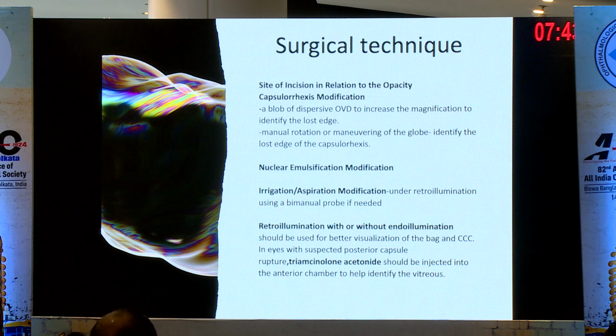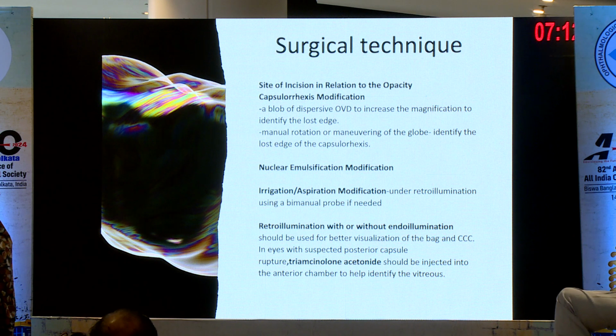Surgical technique relies on the relation to the opacity. One needs to decide about the site of incision. Capsulorhexis modification can be done by using higher magnification, by placing OVDs, and even manual rotation of the globe when one needs to see the site of rhexis in case of these scars. Another modification is using coaxial or retroillumination of the microscope during surgery, use of endoilluminators, and use of IVTA to identify the presence of vitreous in the anterior chamber.